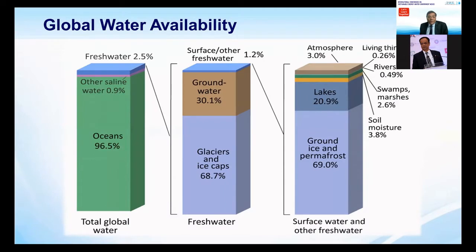We have the total global water availability. 96.5% is ocean water, and 0.9% is saline water, and only 2.5% of the water around the globe is fresh water. And if we divide the fresh water into groundwater, surface water, and lakes, you can see the distribution of the water available to us.